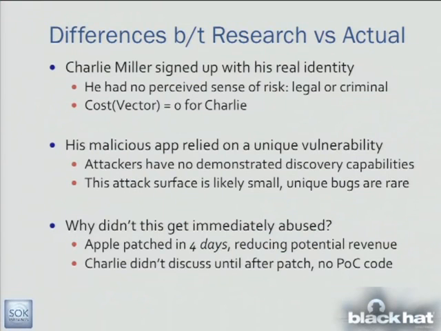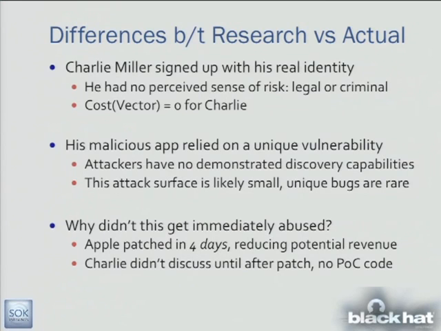And I'm going to talk about why this doesn't matter at all. There's a big difference between research and actual attacks. Charlie Miller, like I said, signed up with his real identity. He wasn't going to get arrested, and the cost vector was 0 for him. His malicious app relied on a specific vulnerability, and attackers in the past have no demonstrated discovery capabilities for those kinds of exploits. And the attack surface is probably really small, and Charlie may have found the last bug of its type. So we don't know, but the attack surface is really small.